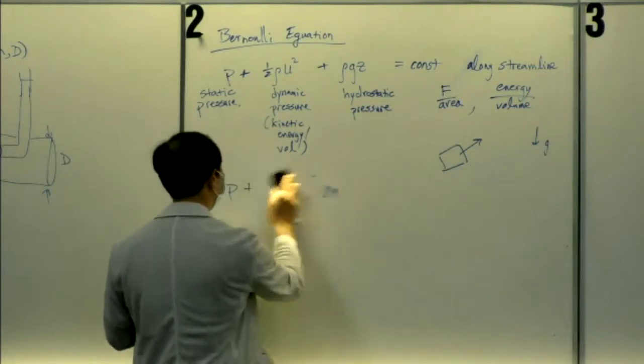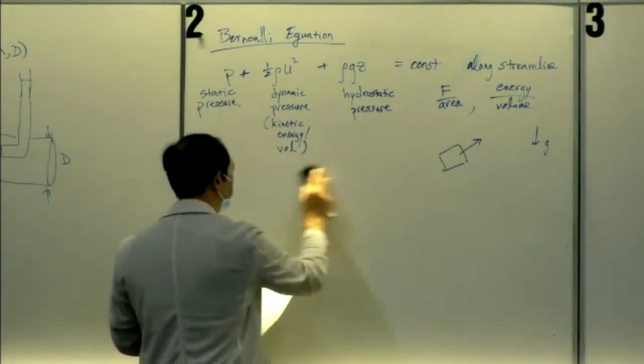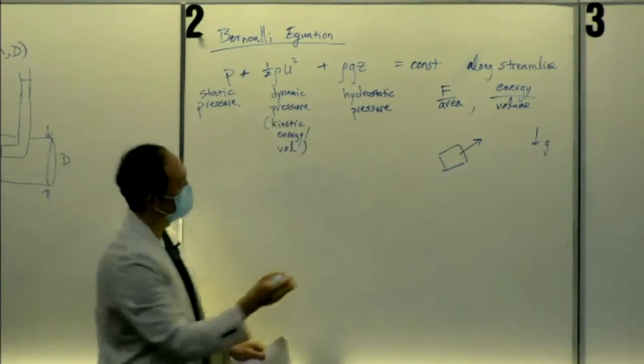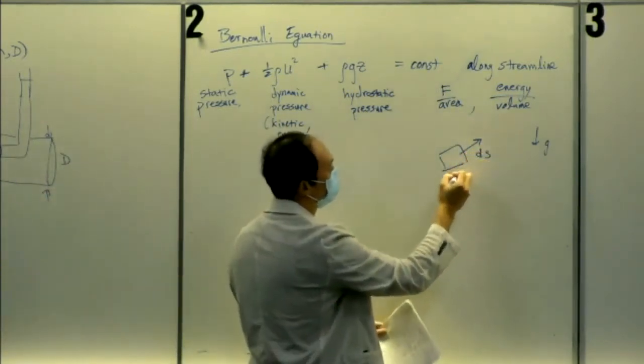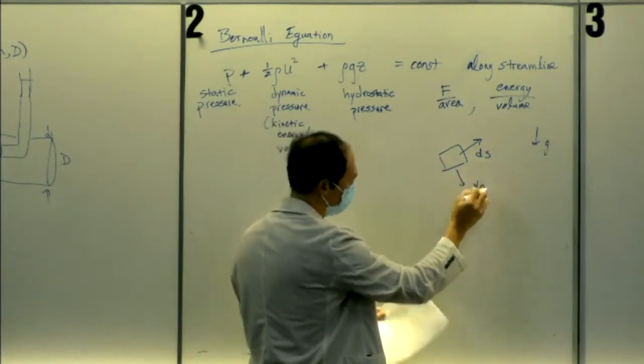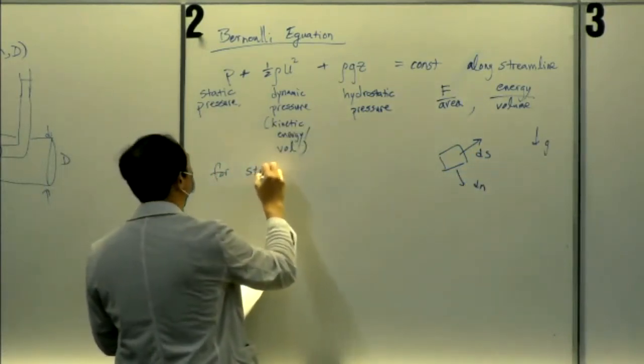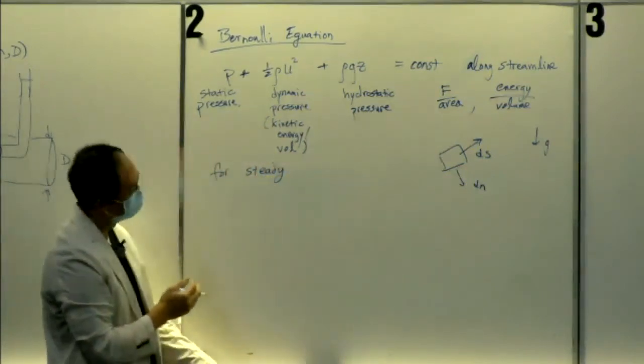There's one more Bernoulli equation which we won't be using. I won't even bring it up, but I mentioned it last time. This one comes from integration along the streamline. All the problems I'll give you on the quiz, you'll be able to use Bernoulli's equation.